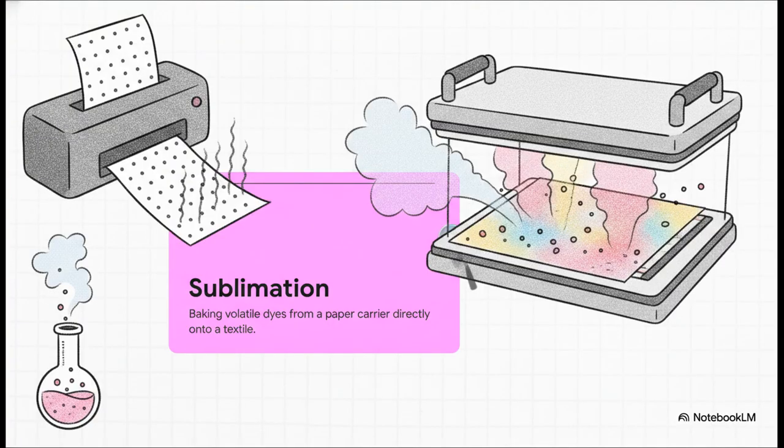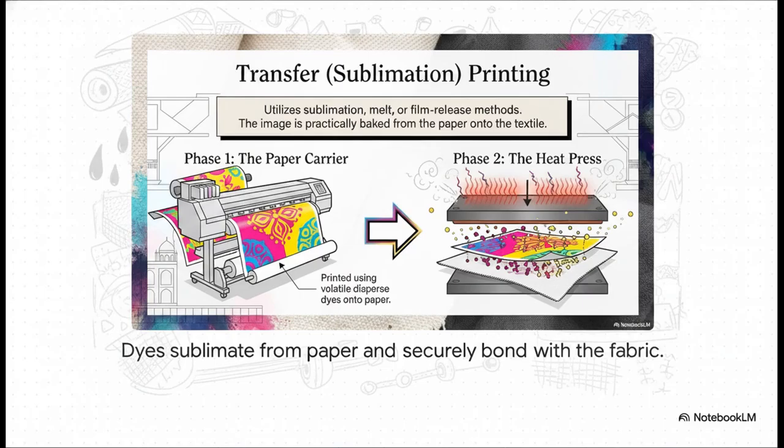Next up, we have a uniquely fascinating physics trick, sublimation, or transfer printing. This is the process of taking volatile dispersed dyes, and by volatile, I mean dyes that desperately want to turn into a gas, printing them onto a temporary paper carrier, and essentially baking them directly onto the final textile. Here's how it works. In phase 1, you use a standard large format printer to print your design onto a roll of paper. Simple enough.